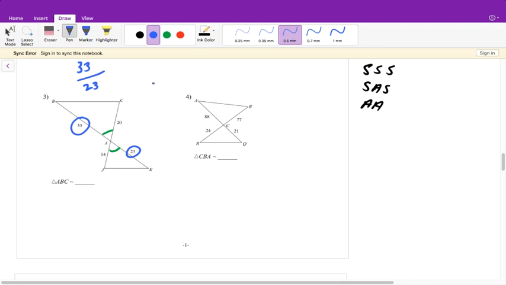There is no number that goes into 33 and 23. And since we create the other fraction, 20/14, it doesn't equal it. This one is not similar. All right, we move on to the next one.